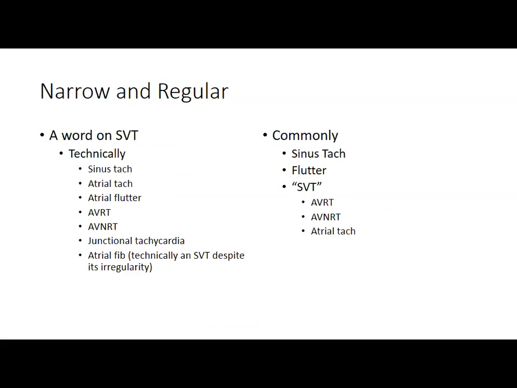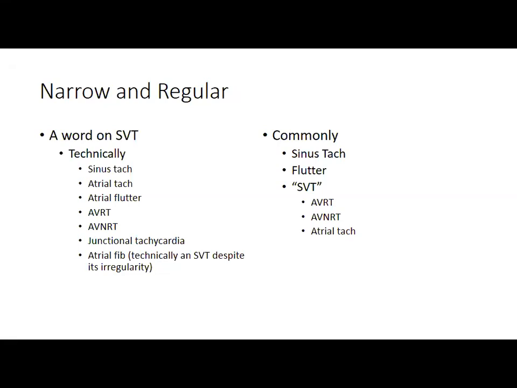So we'll start with narrow and regular, and a word on the term supraventricular tachycardia. SVT, supraventricular tachycardia, technically encompasses everything that is not a ventricular tachycardia: AFib, AVNRT, AVRT, A-flutter, atrial tach, sinus tach. These are all supraventricular tachycardias. However, in the common parlance of cardiology, we don't include all of these when we say SVT. If an attending asks you to name the SVTs and you name all these, you'll be technically right, but they'll still be annoyed at you.